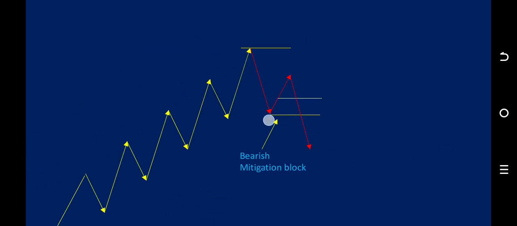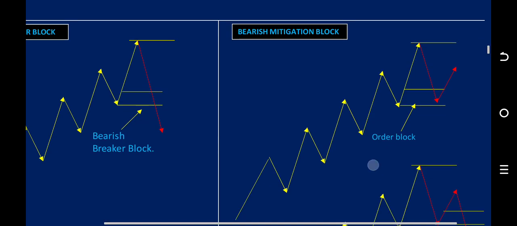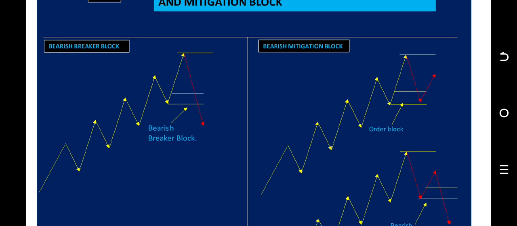A mitigation block has been created within this region, because as price was coming down and as the order block here pushed price up a little, a new order block was created on this leg. So as this order block here was not able to push price up to take out this high, and price fell through this new order block that was created, this new order block is called a mitigation block.